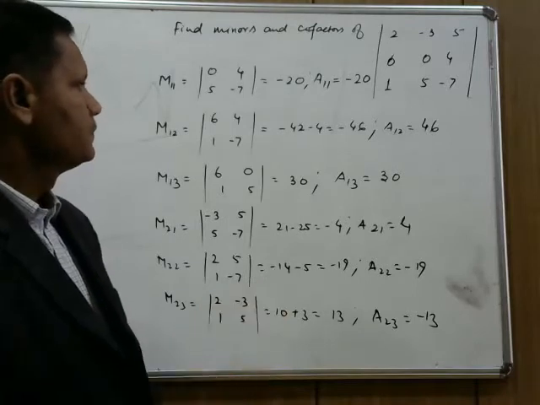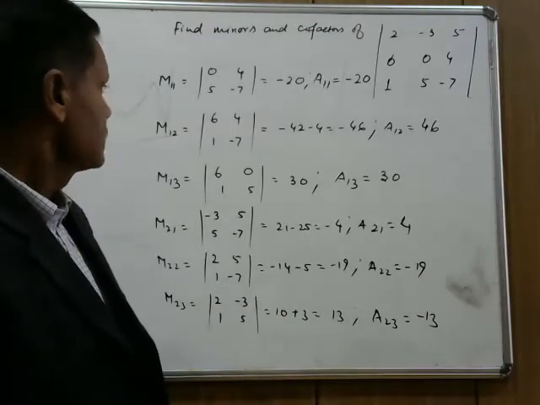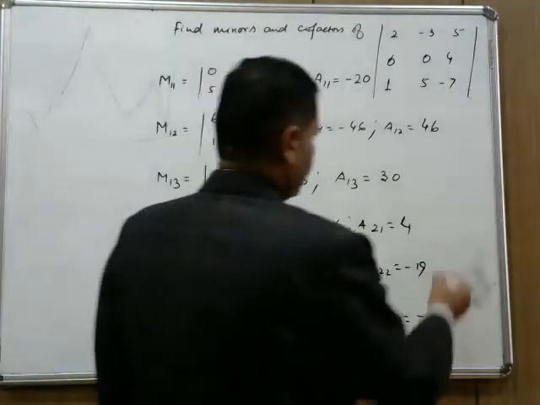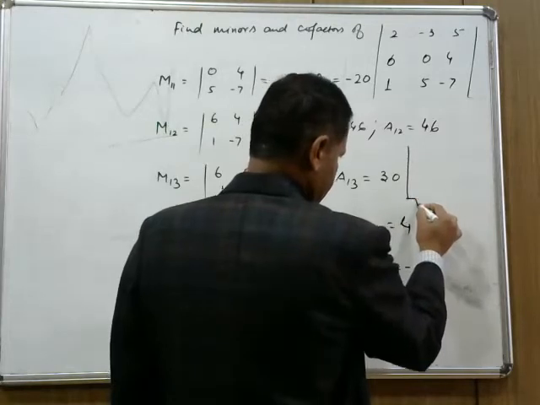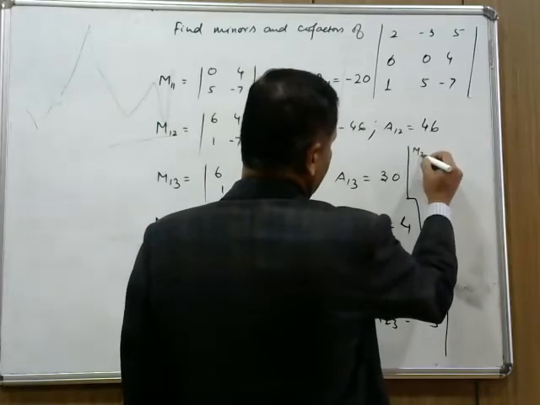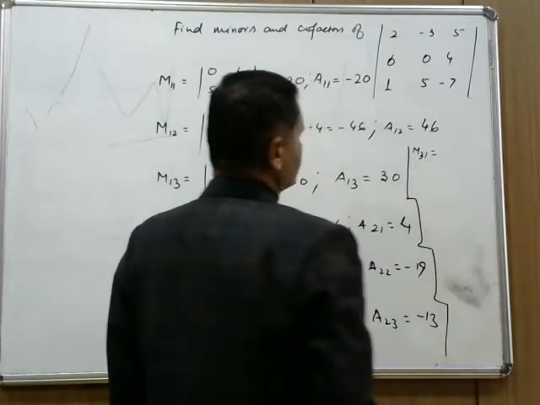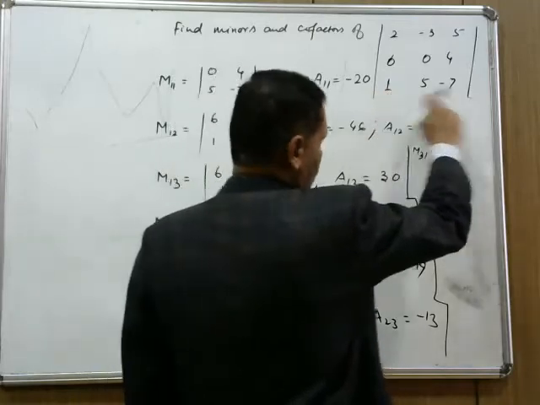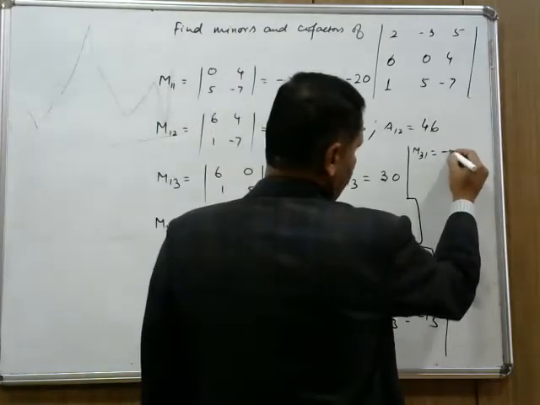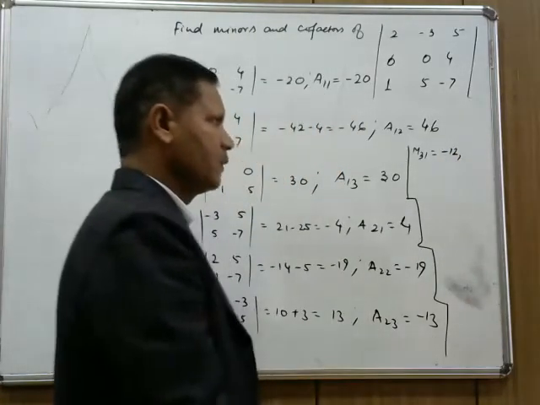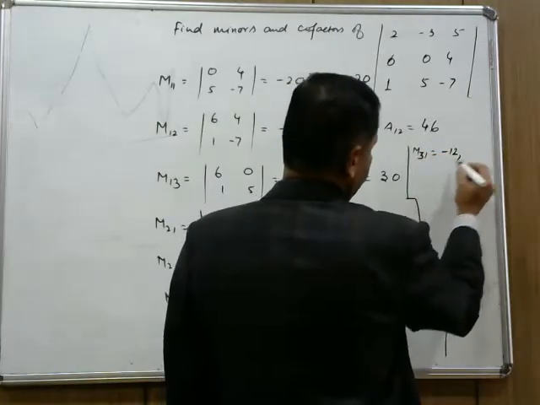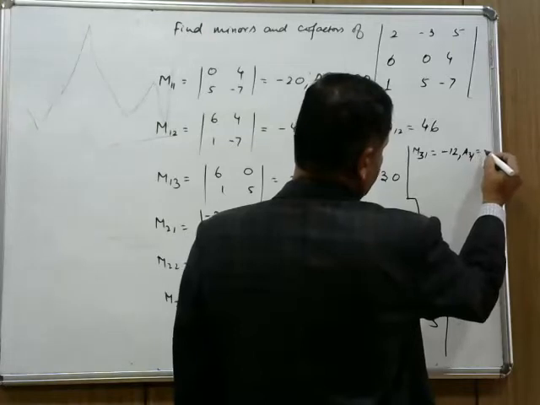Now we will find out the minors for the third row. M31, this row, this column gone, so now minus 3 into 4, minus 12, and when M31 is minus 12, then the value of A31 will also be minus 12.